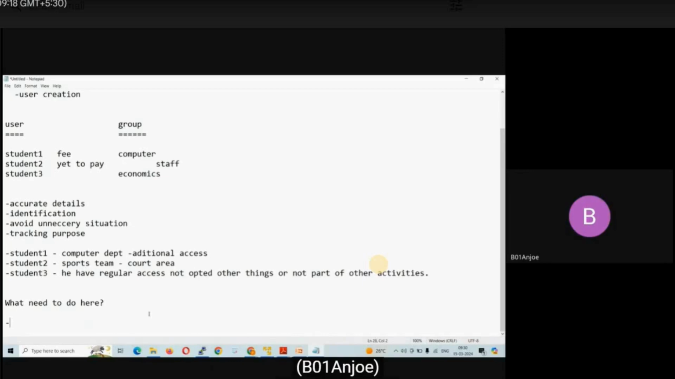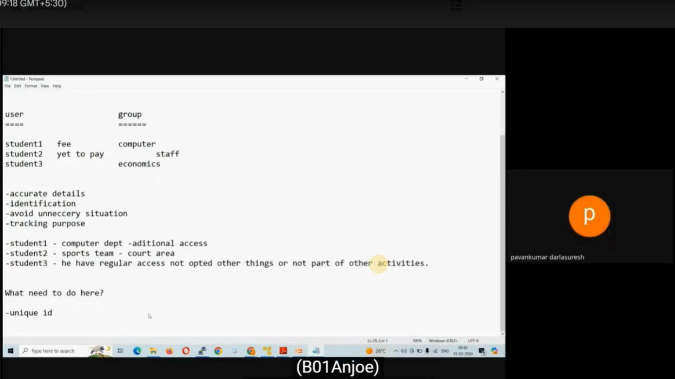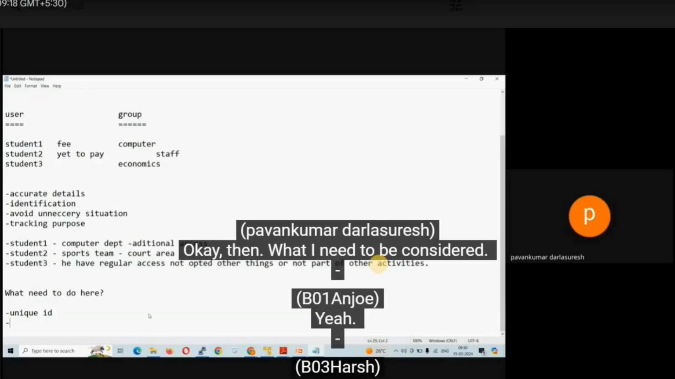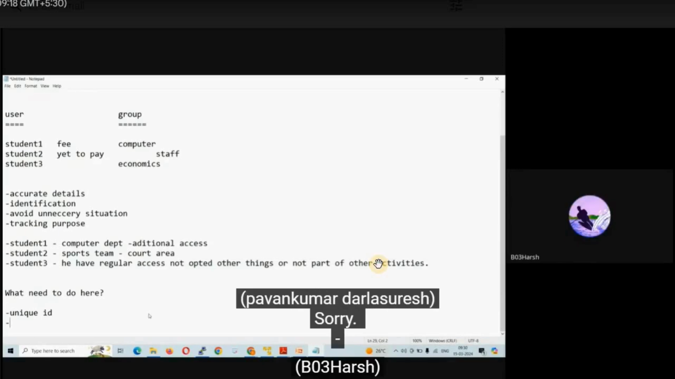Allocate, create unique IDs, allocate them in specific ways. A unique ID is anyhow the primary thing that should be there. Okay. Then what do I need to consider?